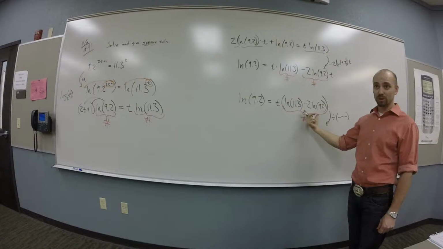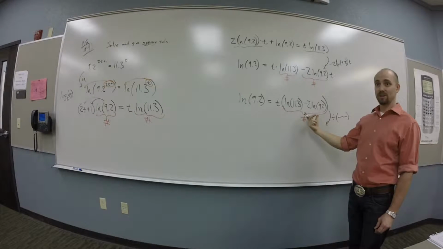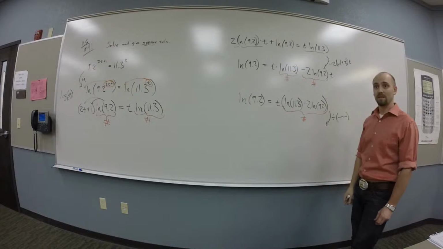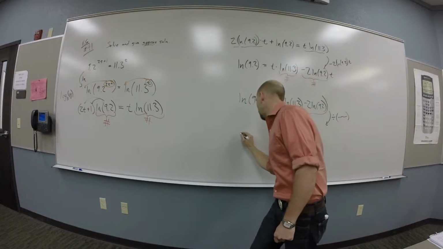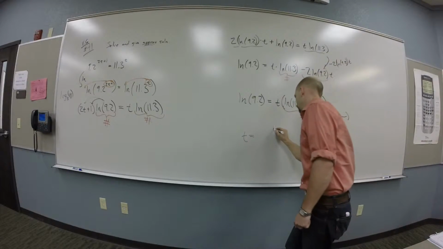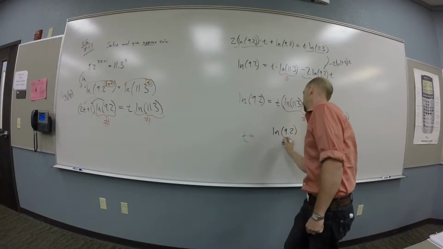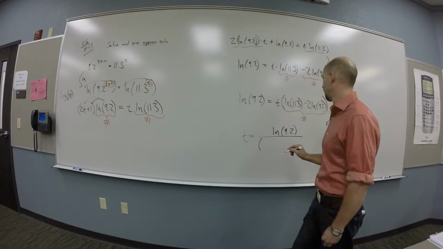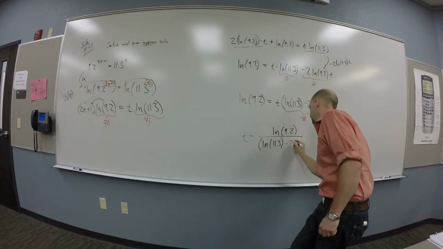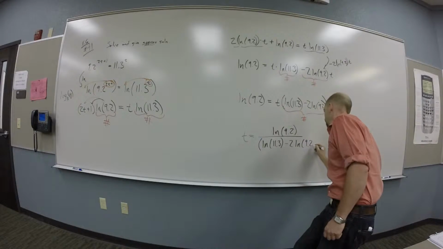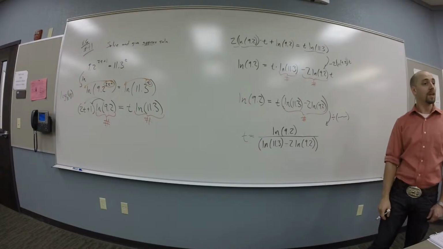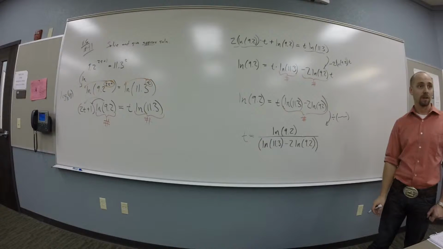You could stick this together with some log rules, right? I would kind of advise against that, but you could do it. So I personally would be getting, all right, t is ln of 9.2 over ln of 11.3 minus 2 ln of 9.2. How come the log rules don't work on that? They do work. You could certainly do it. It just doesn't need to be done.